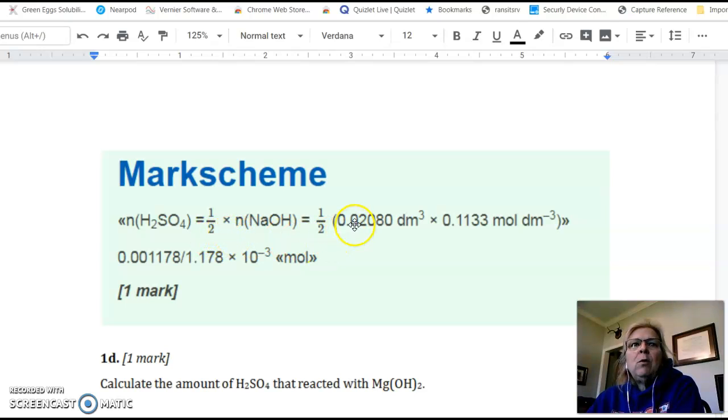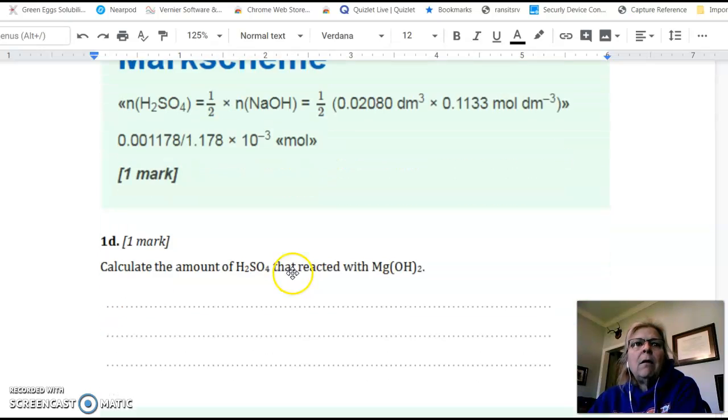So when we do our liters times molarity again, we have to add in this 1/2, otherwise we'll think that we used up all of it, and that is not the case. So we end up with moles of 0.001178. Okay, so now that we know what is going on and how much of the excess H2SO4 was used up, then we can figure out how much H2SO4 reacted with the MgOH, and we're going to do that using a subtraction problem.